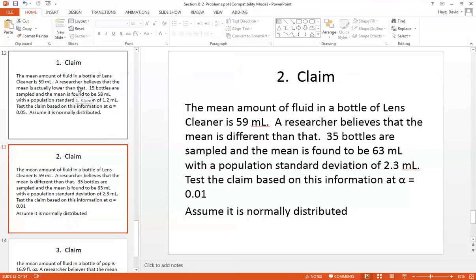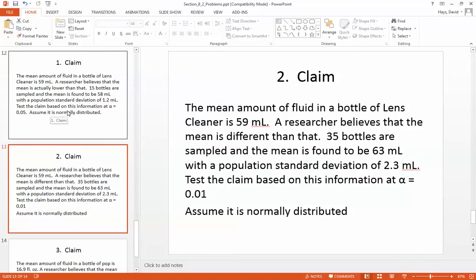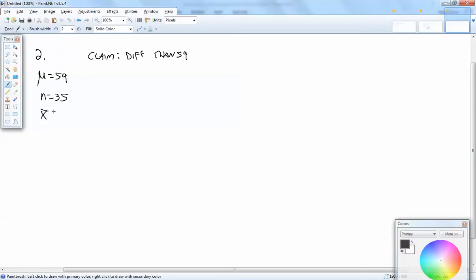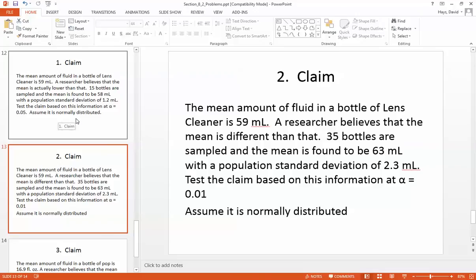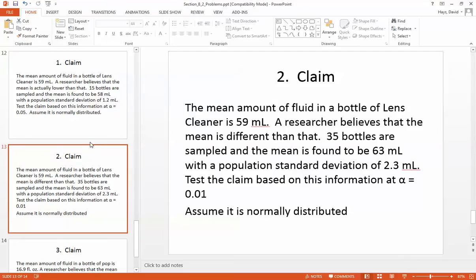35 bottles are sampled, so n is 35. And the mean is found to be 63. So that's x bar, because it's referring to the sample. With a population standard deviation of 2.3. So sigma is 2.3. Test the claim based on this information, with alpha equal to 0.01.